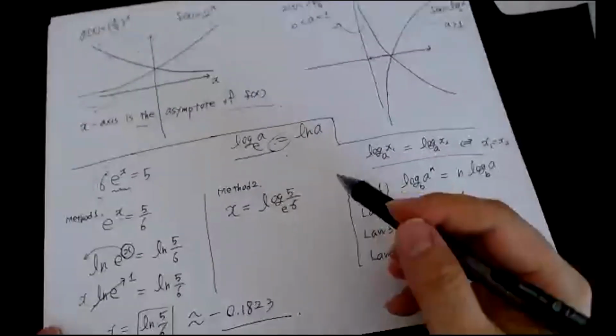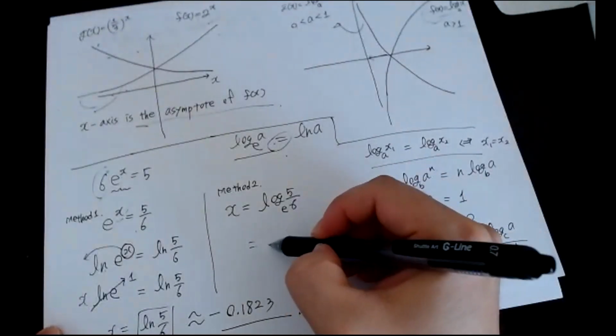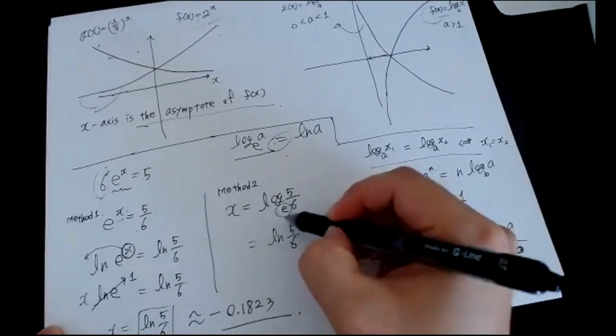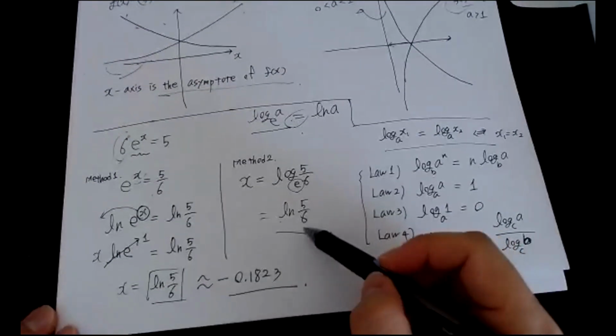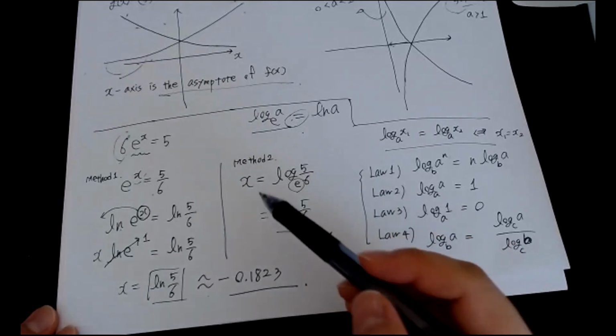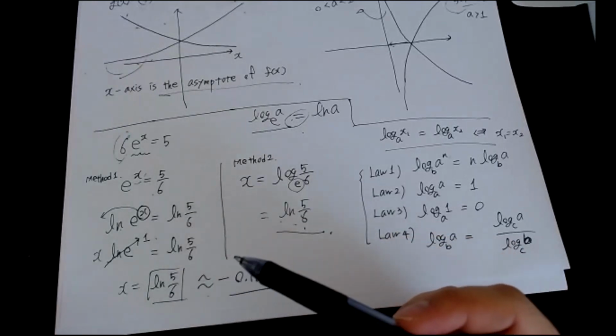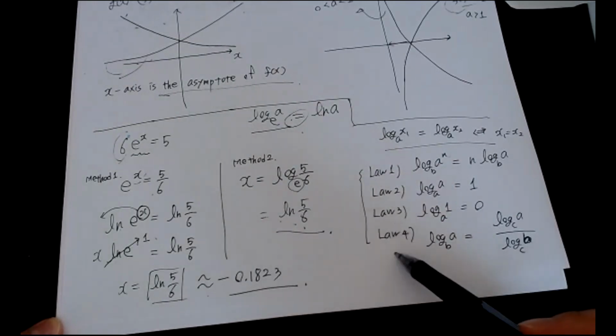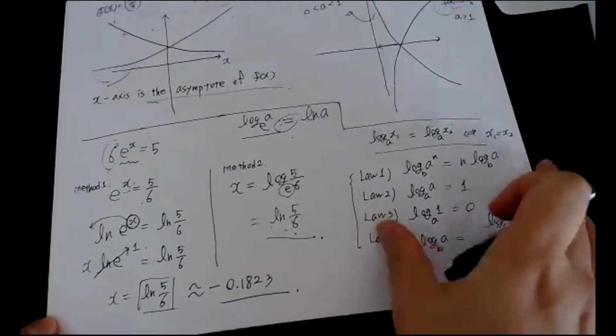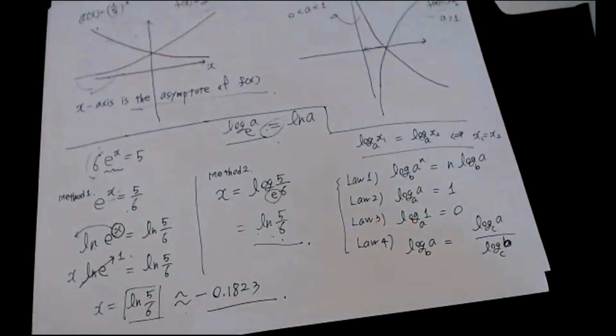Now back to this problem. This is ln of 5 over 6, right? Because the base is e, we can use ln. So this is easier than the previous one, but you have to know both, because when you solve more complicated equations, you definitely need to use these laws. Keep this in mind. Okay, now I'm going to move to the next problem.